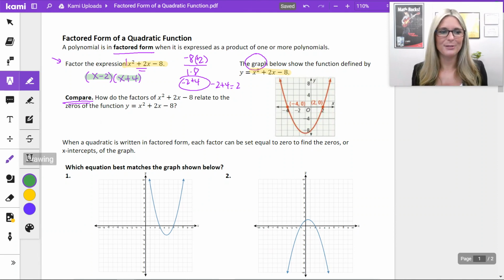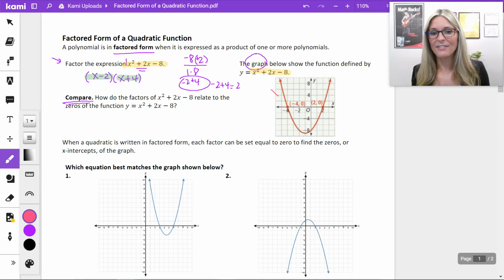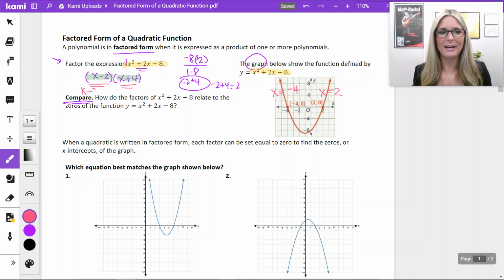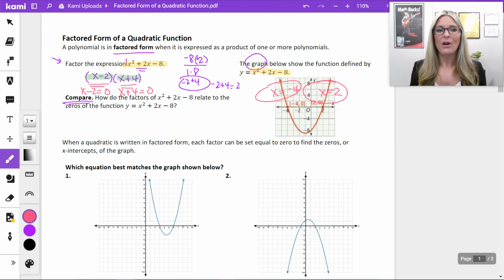What are the x-intercepts over there? On the left, our x-intercept is negative 4. On the right, our x-intercept is 2. Do you notice anything? Very similar. In fact, what if I took x minus 2 and set it equal to 0 and solved it? I would get a positive 2. What if I took x plus 4 and set it equal to 0 and solved? I would get negative 4. So I factored the expression, I graphed the function, and I am seeing that the factors are revealing those x-intercepts.